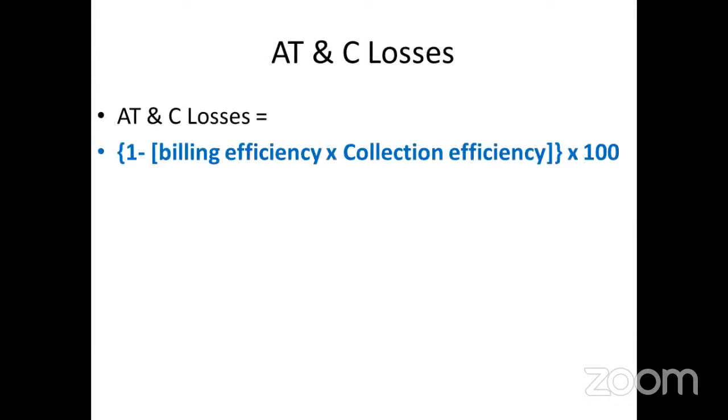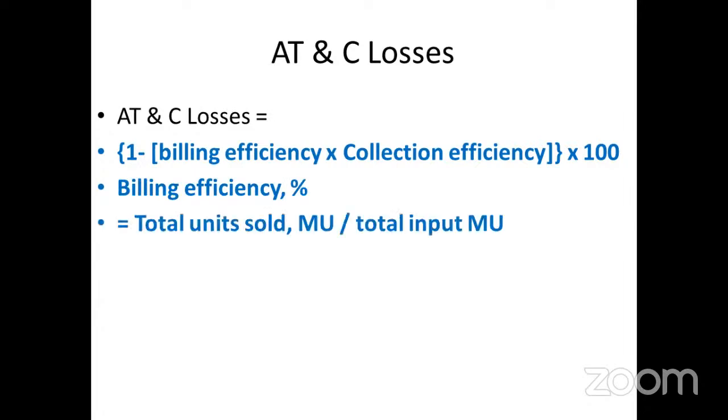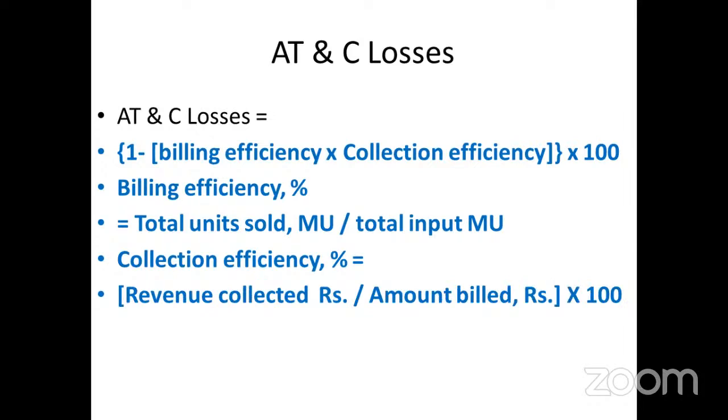AT and C losses. This is the first slide I'm using today, I think. AT and C, aggregate of technical and commercial losses. The formula is 1 minus billing efficiency into collection efficiency. The billing efficiency percentage is total units sold in million units divided by total input million units. Collection efficiency is equal to revenue collected divided by amount billed into 100. That is collection efficiency.